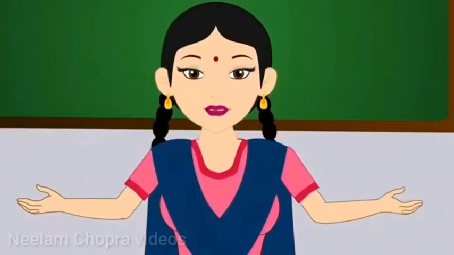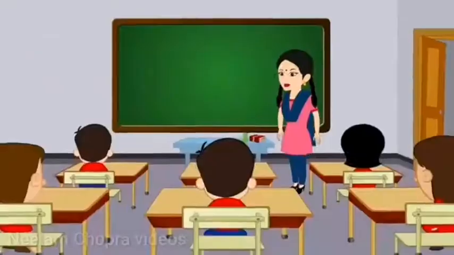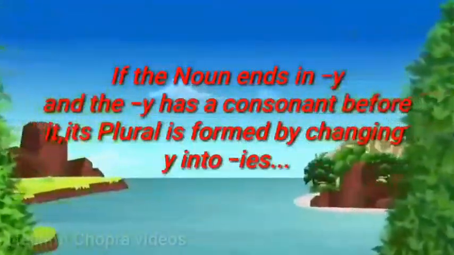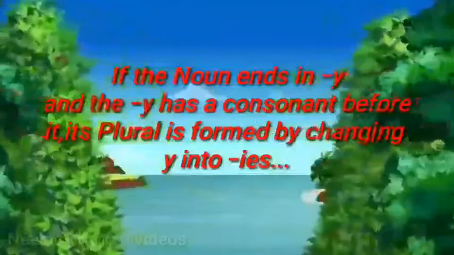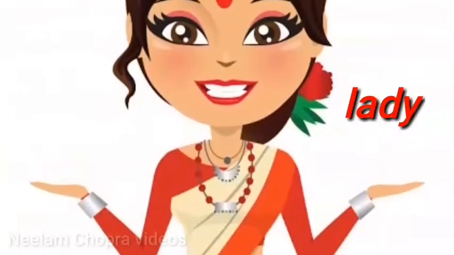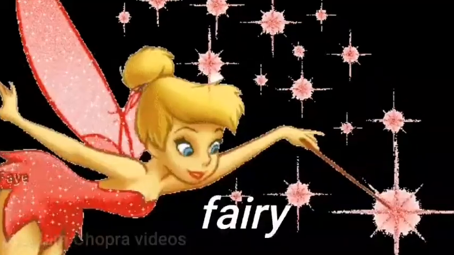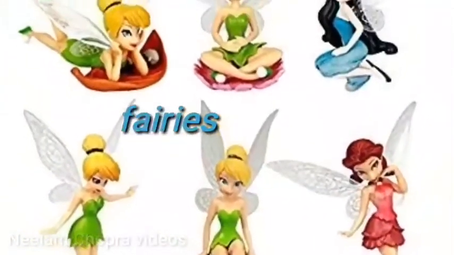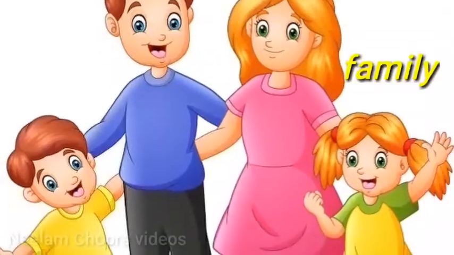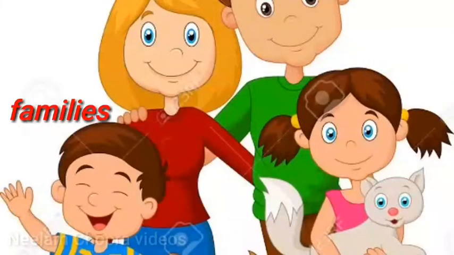If the noun ends in y and the y has a consonant before it, its plural is formed by changing y into ies. For example, baby, babies, lady, ladies, fairy, fairies, cherry, cherries, family, families.